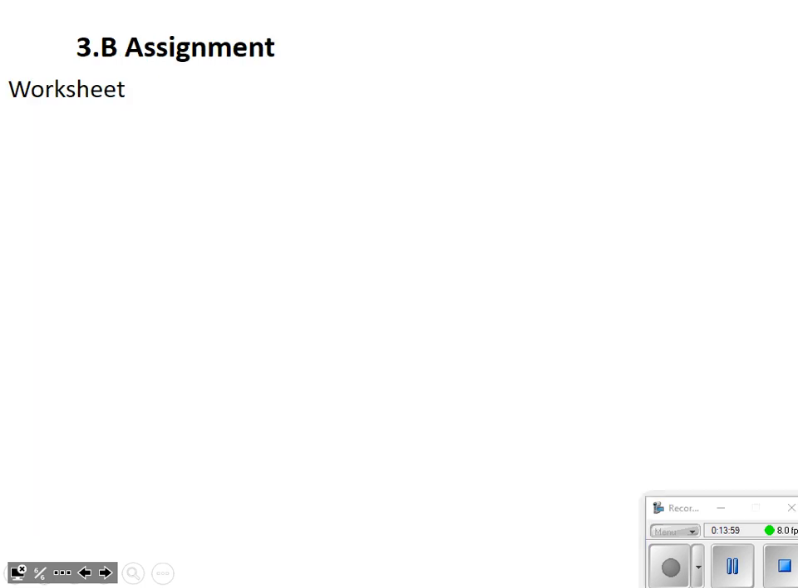Yet again, your assignment for this section is a worksheet. Again, give this some time, be patient with it, learn the steps because it will pay off greatly. Can't stress that enough.